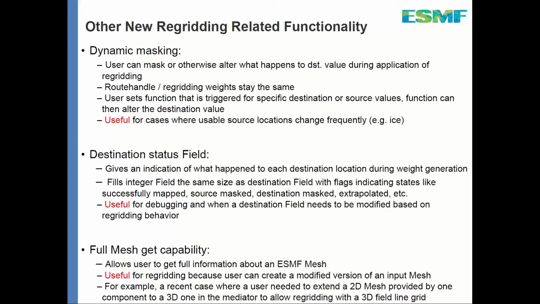So say you have a bad value on the source side. What you could do is see it and then write out an indication of a bad value to the destination side.